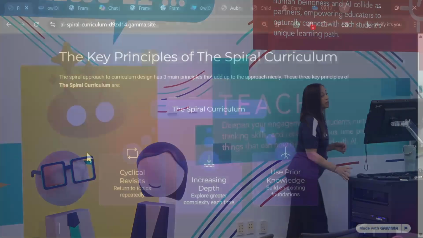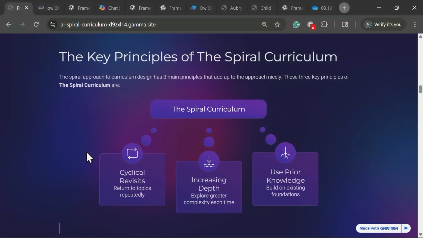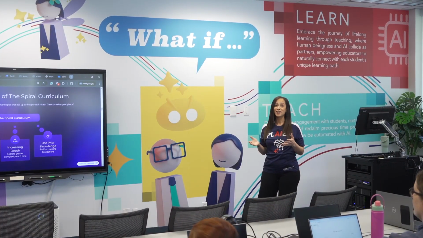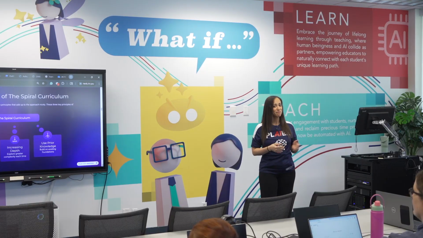Now, here are three key principles for effective spiral design. We have revisiting concepts repeatedly. And while we're revisiting those concepts, we want to make sure that we're scaffolding your instruction at a deeper level each time. Then, using prior knowledge, we want to build on those foundations with a coherent progression throughout the modular course. This approach has actually been shown to promote long-term retention. It encourages higher order thinking and gives students a clear sense of growth. But the catch: designing a spiral curriculum takes time.